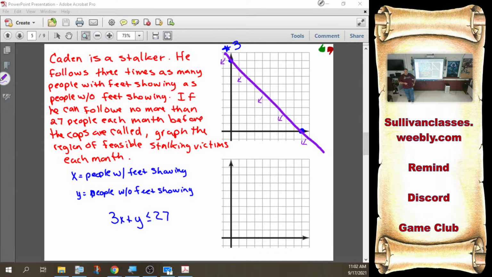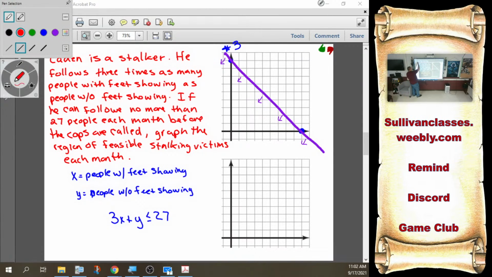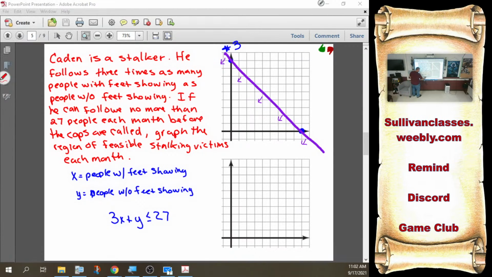Okay. I said to graph the feasible region. So this may be the function right now, but next to this, if you could please also put in x is greater than or equal to 0, y is greater than or equal to 0, because you can't stock a negative number of people.